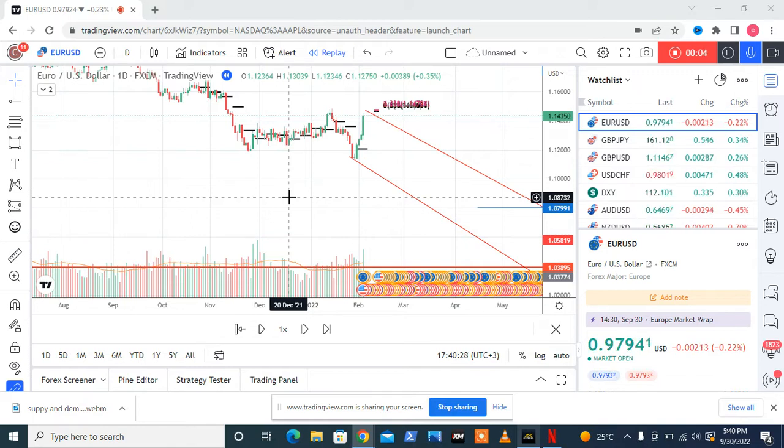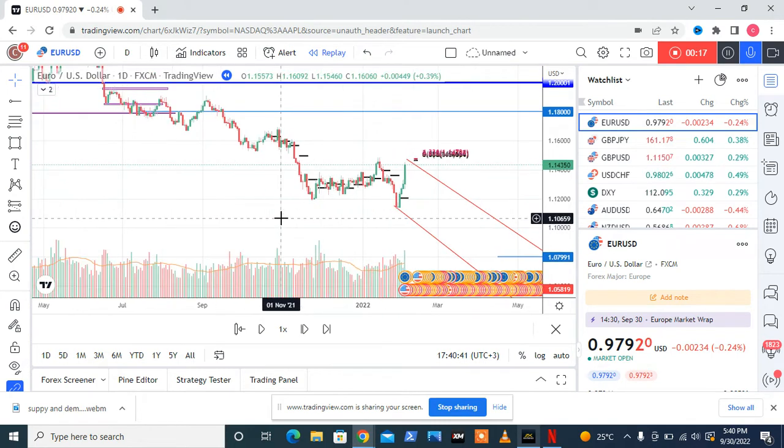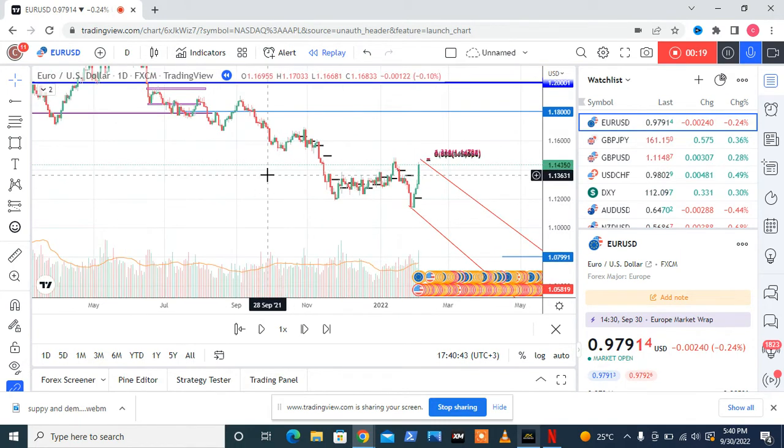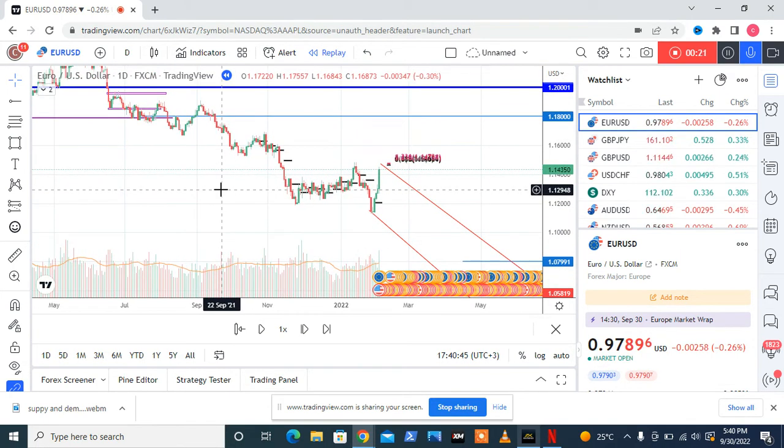Good evening traders. Welcome to Greenleaf FX, and today we want to learn about support and resistance, or rather supply and demand zones. I always do my analysis on daily, because on daily you get to understand where the market is going. So doing the analysis on daily makes sense.